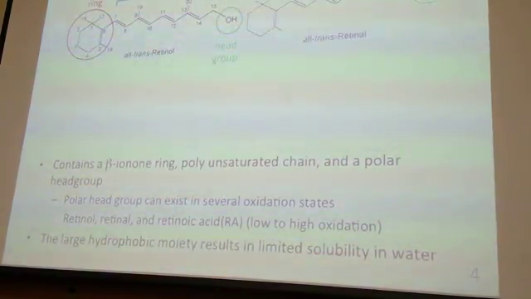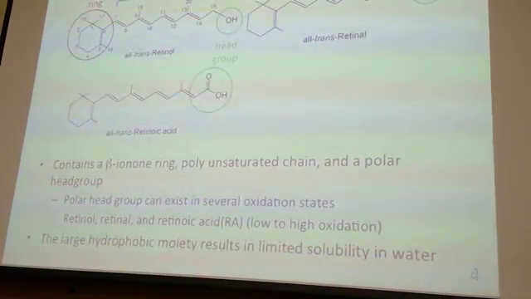Okay? And these polar head groups can be at various oxidation or reduction states, which will give different properties to the molecule. So as we go towards more oxidized, we go from retinol to retinal. Okay? So you'll see that the polar head group here is becoming more oxidized. And then even more oxidized, now we have a carboxylic acid group, and we have all trans retinoic acid. Okay, so we have retinol, the alcohol, retinal, an aldehyde, and then retinoic acid being the acid, right? The carboxylic acid group. And these are going to have different activities.